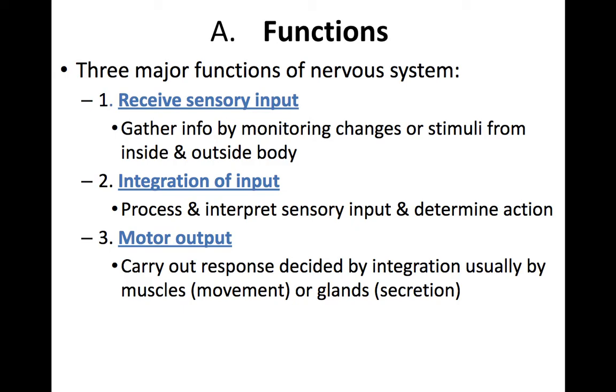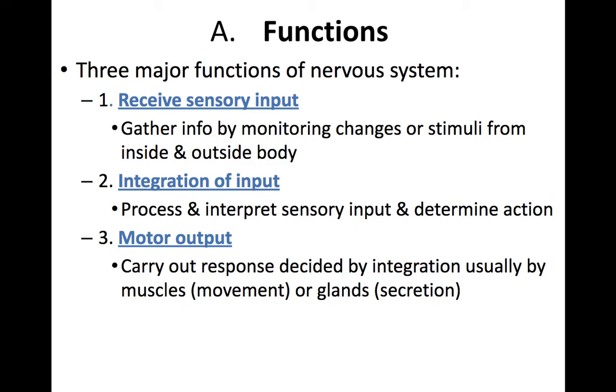Okay, so let's talk about receiving sensory input. This is where your neurons, your receptors, are going to gather information by monitoring changes or stimuli from both inside and outside the body. So a stimulus might be something like it's really cold outside, and so you're going to feel that cold. Or another one might be, your stomach is cramping for some reason.